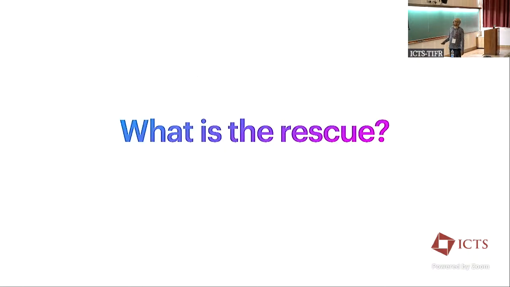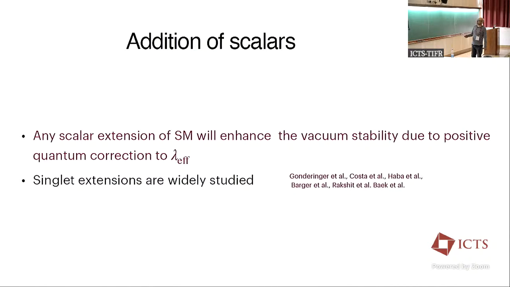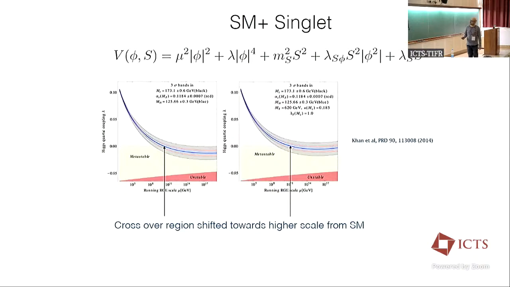So the first one, I already mentioned what the rescue is. The rescue is basically that you have to have scalars that will enhance the corrections with more positive corrections, and then you can have a more stable scenario. So this is one of the typical plots that I found. This is a long work. If you look at this, this is around 10 to the 9 GeV. In the standard model, it was going to be negative. But if you add a singlet, which is a Z2 odd singlet here, then you enhance the stability from the standard model.